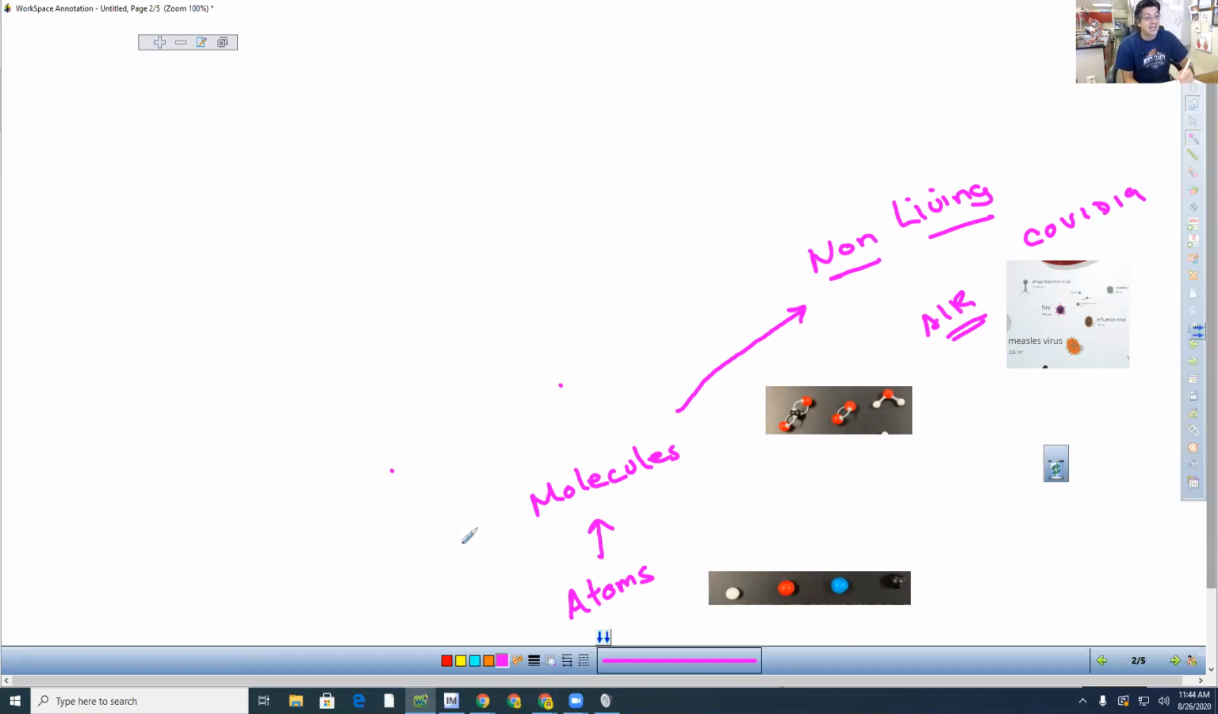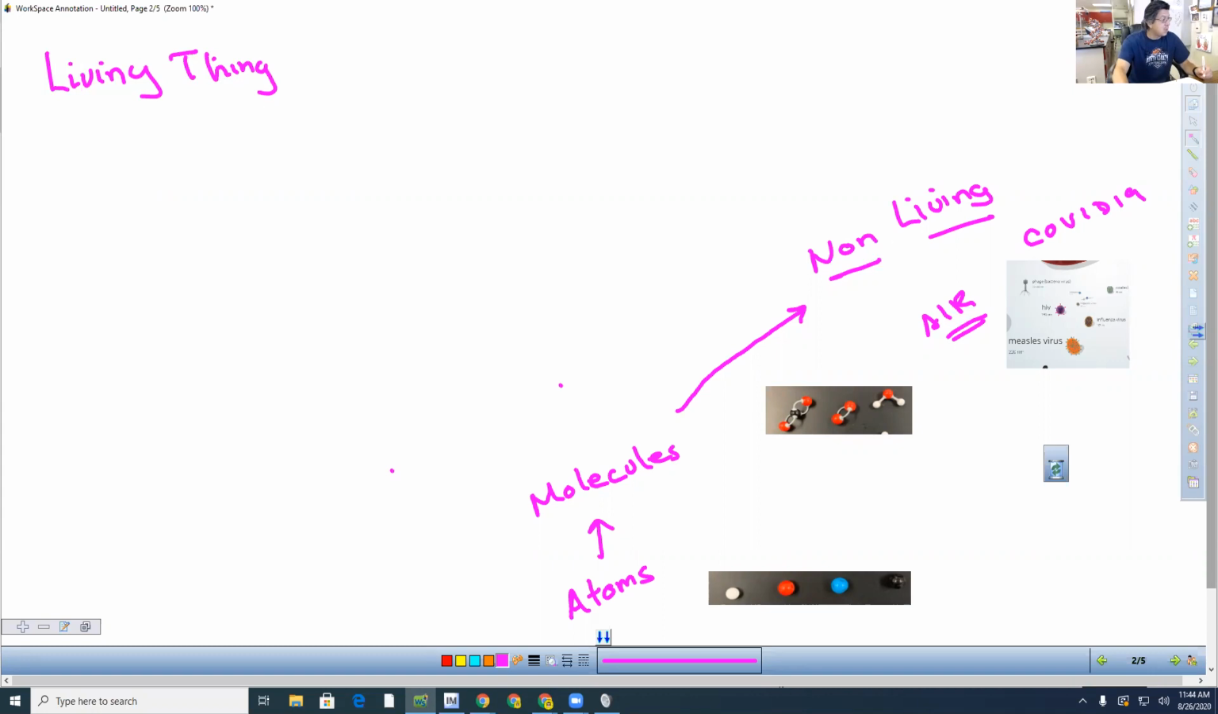So now let's talk about the other side. Verico, what's on the other side? What's the opposite of non-living things? Living things. Exactly. Let's put living things up here. So the natural world not only has non-living things, but it has living things.